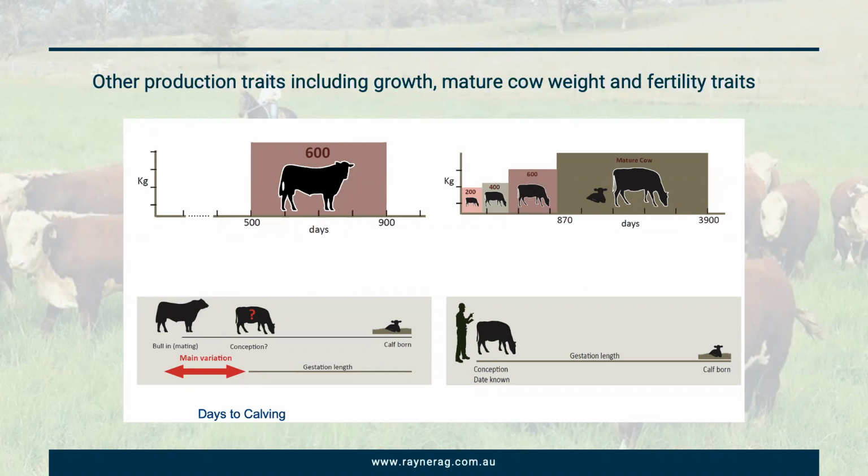Days to calving measures the length of time between when a bull is joined with cows and when conception occurs, and then when the calf is actually born. So that also becomes quite a useful tool in thinking about which females are likely to return to estrus more quickly, and so conceive more quickly in the joining period, and so have heavier and more valuable calves for us to sell in the following year.